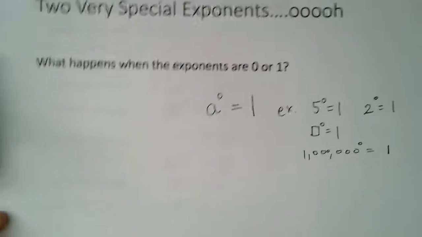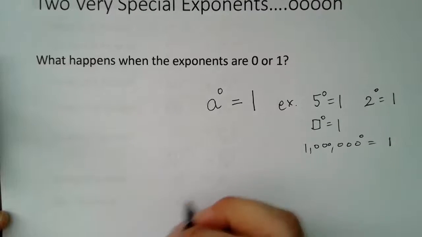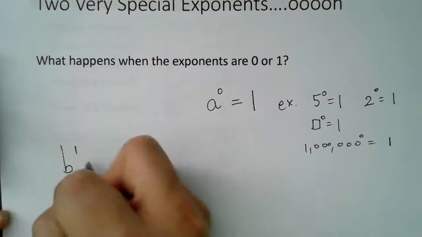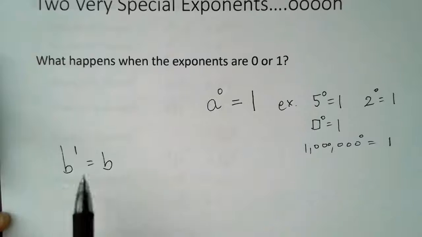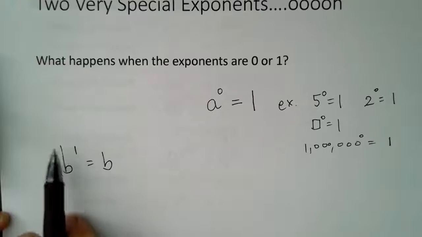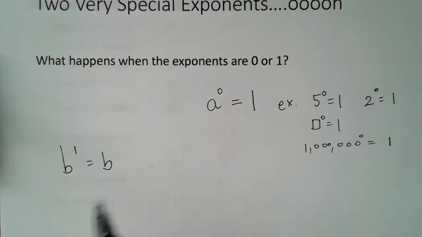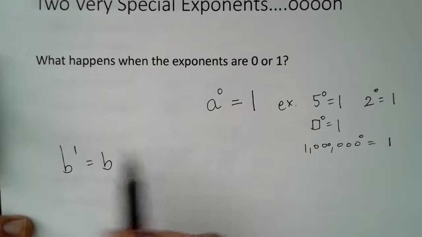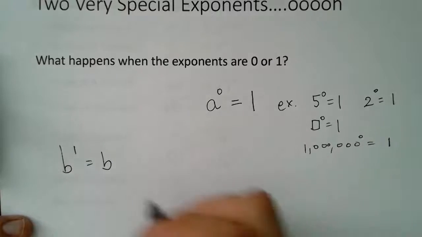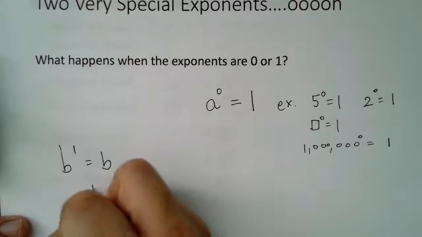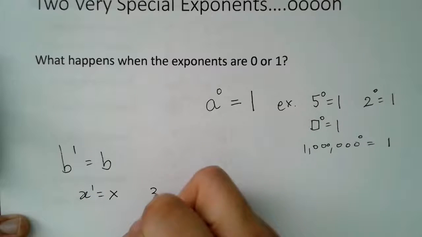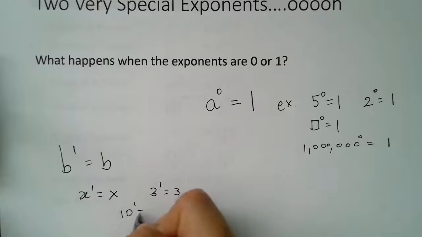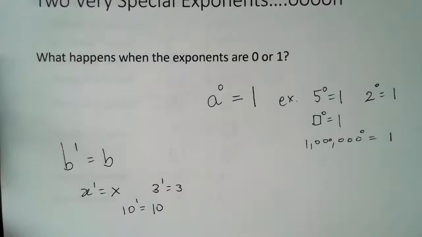What about when the exponent is 1? Any number raised to the power 1 is just going to equal that number again. It's kind of like how we assume there's a 1 in the coefficient. So that really doesn't do anything. It's like, hey, multiply by itself. Oh, it's only one time. It only is there once. So x to the first would be x. 3 to the first would be 3. 10 to the first power would be 10, and so on.